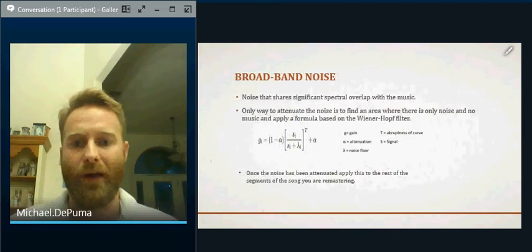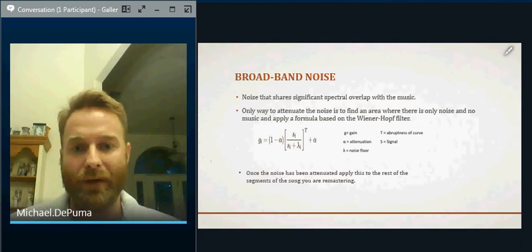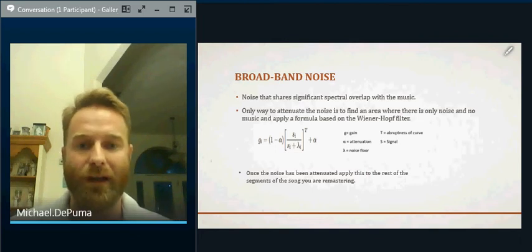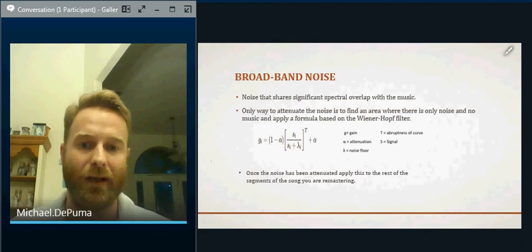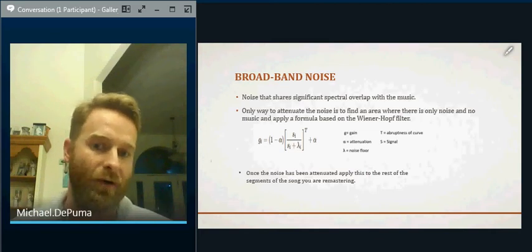So, broadband noise. It's described as noise that shares significant spectral overlap with the music. Specifically, the spectral portions of the music drop below the noise floor. And this means that there's no way to simply eliminate the noise because you'll lose the spectral content of the music. The only way to attenuate the noise is to try to match the spectral portion of the music and the spectral portion of the noise.